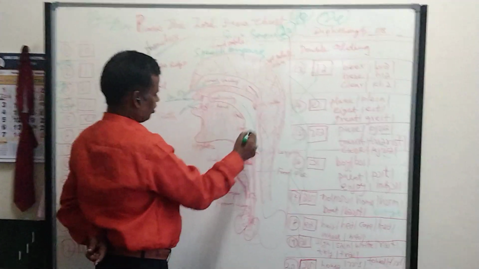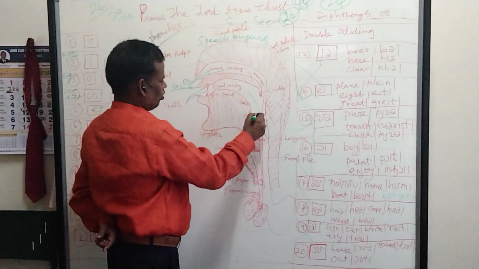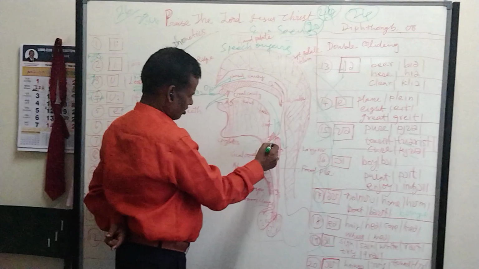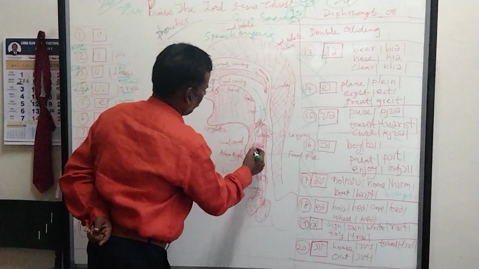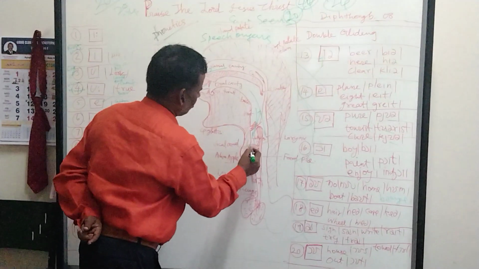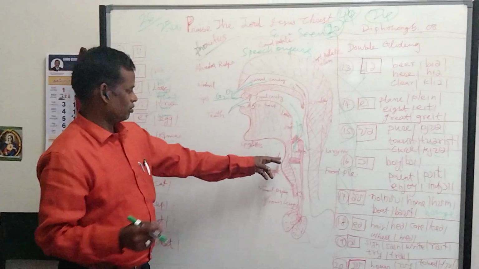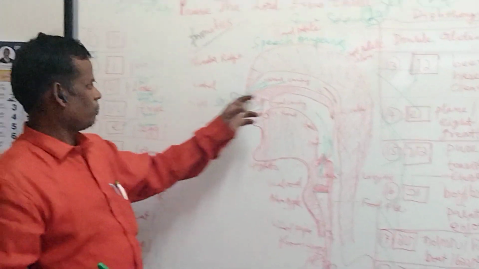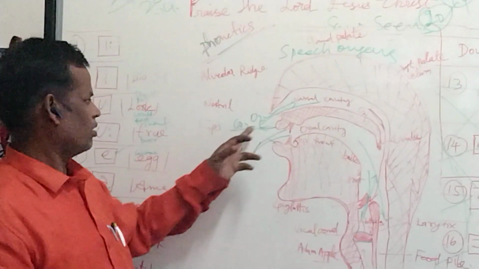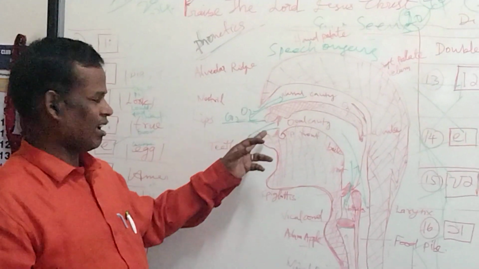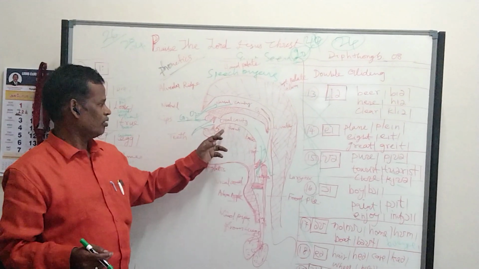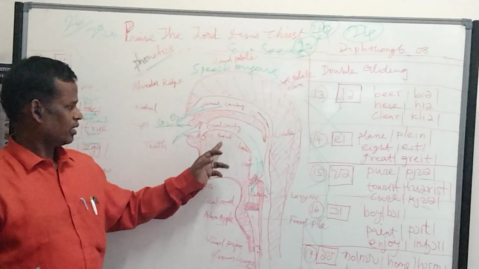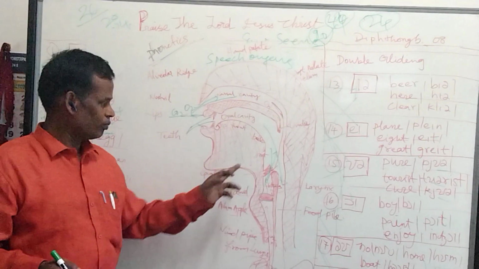The air goes out and also gets in through this windpipe, through the vocal cord. What is this nasal passage? Lips, upper lips, lower lips, teeth, upper teeth, lower teeth, the tongue, the tip of the tongue, front of the tongue, back of the tongue, and the root of the tongue.